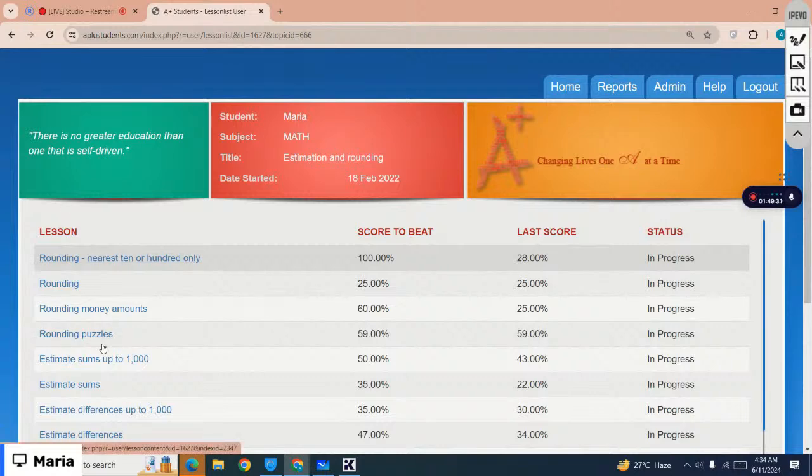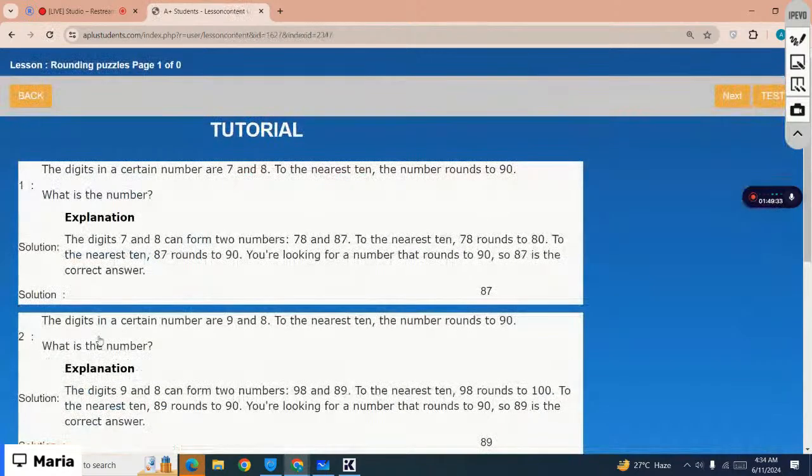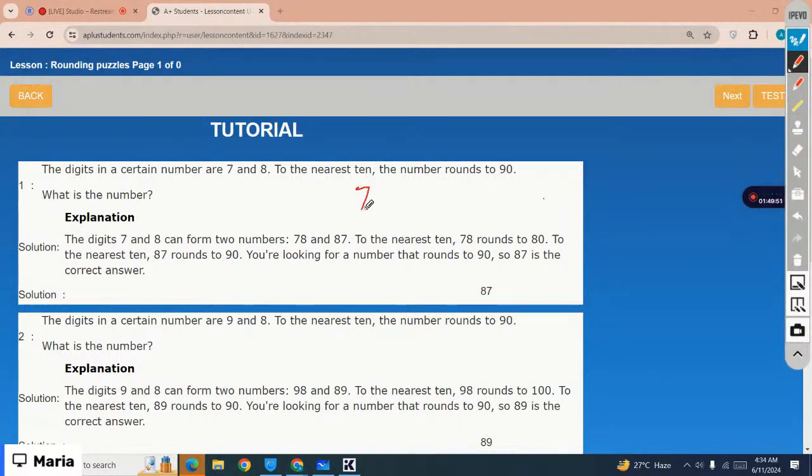The next lesson is rounding puzzles. Let's just start with the lesson. The digits in a certain number are 7 and 8. To the nearest 10, the number rounds to 90. So the numbers are 7 and 8, right? You can write these numbers two ways, 78 and 87. So which number rounds to 90? 87. So the correct option is 87. Got it?